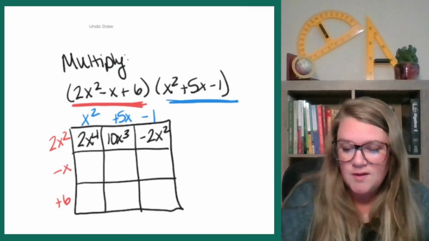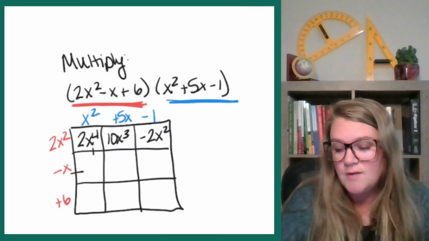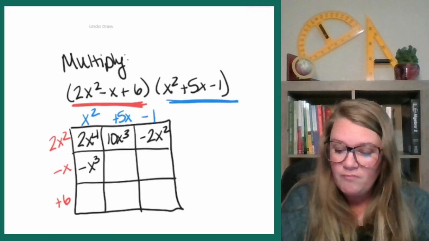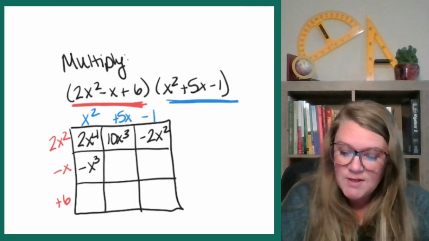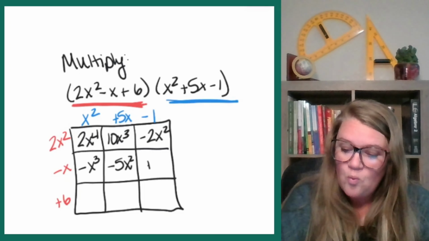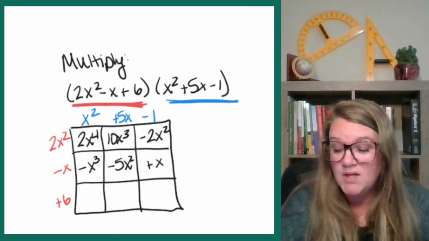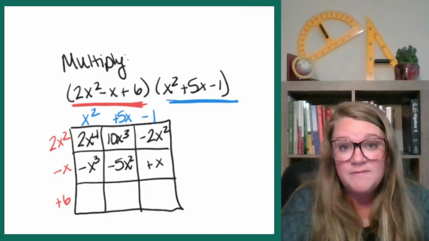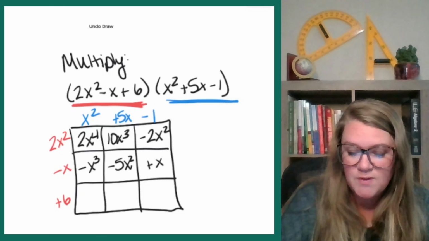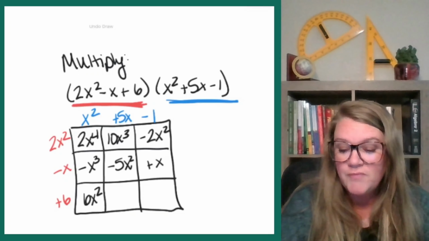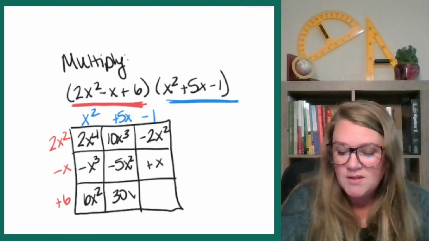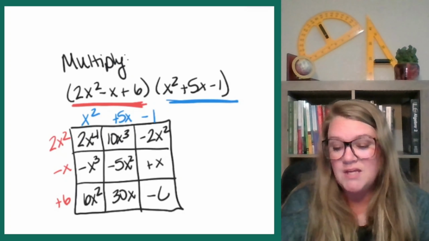Okay, let's move to our second row. Second row, negative x times positive x squared. Negative x times x squared is negative x to the 3rd. Middle box, 5x times negative x is negative 5x squared. And the last one is a positive 1x, which I'm just going to leave as plus x. Bottom left-hand box, we're taking x squared times a plus 6. X squared times plus 6 gives me a positive 6x squared. Middle box, we have 5x times 6, which is 30x. And lastly, negative 1 times negative 6 is negative 6.